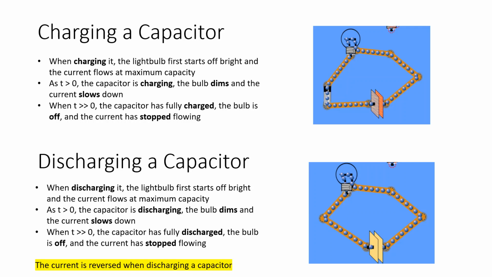When we want to discharge a capacitor, the light bulb starts off bright again and the current flows at maximum capacity. As time is bigger than 0, the capacitor starts discharging, so the bulb dims and the current slows down. And as time has passed a lot more, the capacitor is fully discharged, so the bulb is off and the current stops flowing. Important to note, though, that when you discharge a capacitor, the current is going the opposite direction and is reversed compared to when you charge a capacitor.